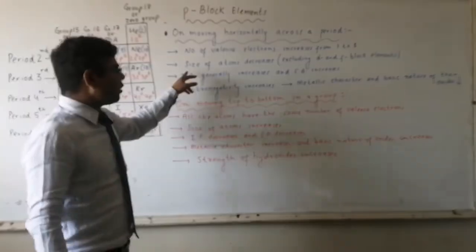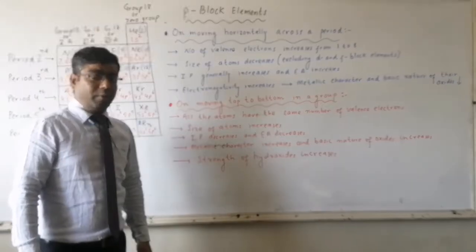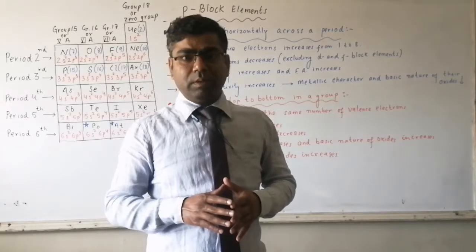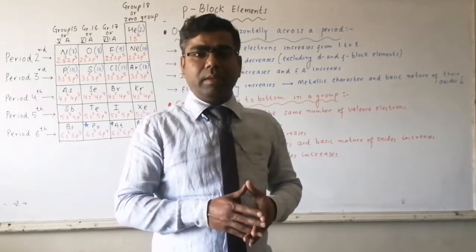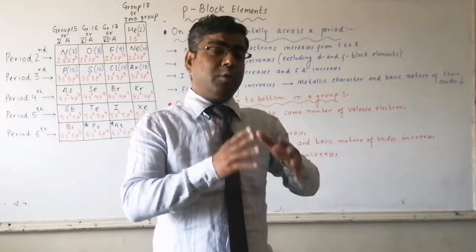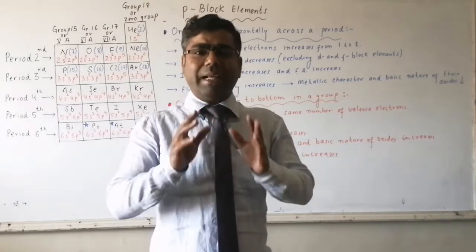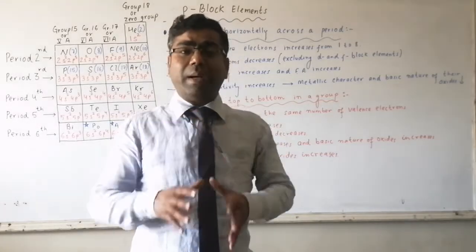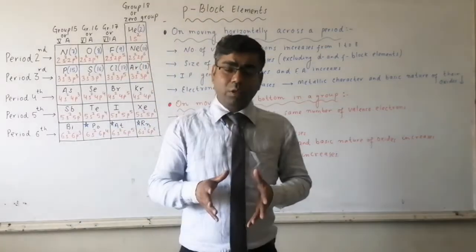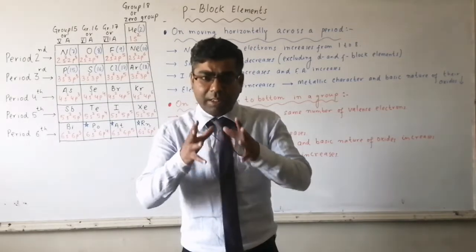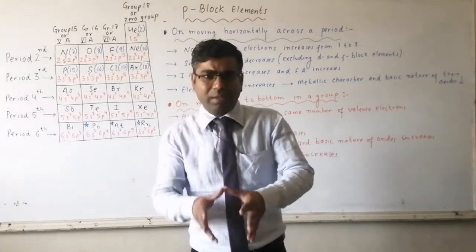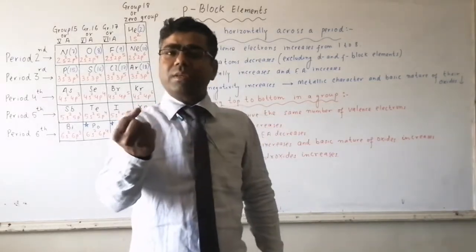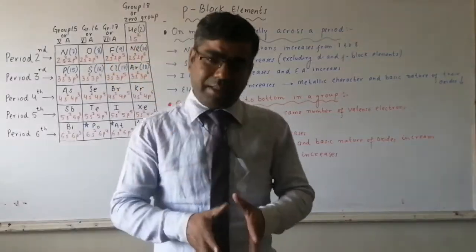Then size of atoms decreases. When we move from left to right, valence shell does not change. Electron is added to same valence shell. And when electron is added to valence shell, at the same time, one proton is added to nucleus. Number of protons, number of positively charged particles increases in nucleus. So what happens? There will be increase in force of attraction from the nucleus side to the valence shell electron. What happens then? Valence shell undergoes contraction, as a result of which atomic size decreases.